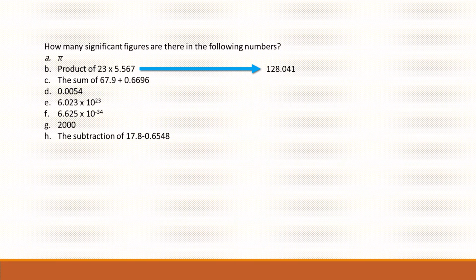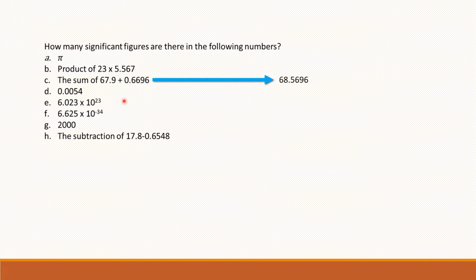Let us have a look at the product 23.5 × 5.567. As a result, we will get 128.041. Directly, there are 6 significant figures; 128.041 has 6 significant figures. Let us round off the third digit. The third digit is a number less than 5. So after rounding off, the final result is 128.04.